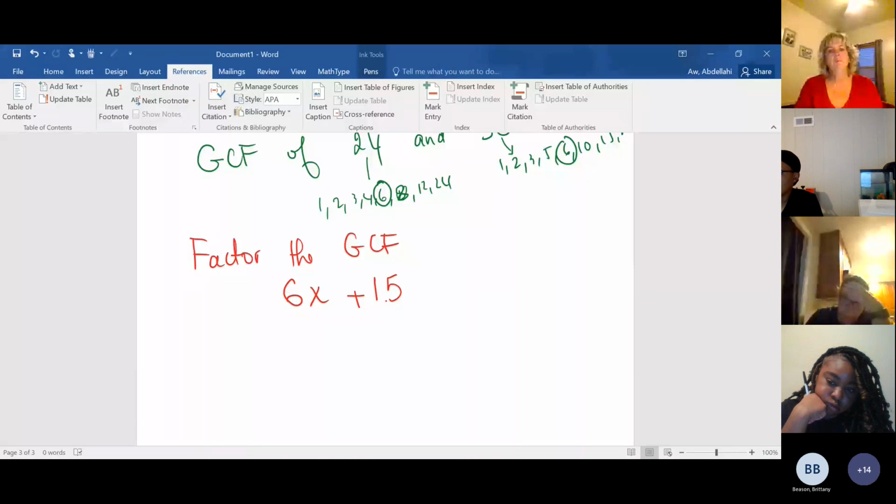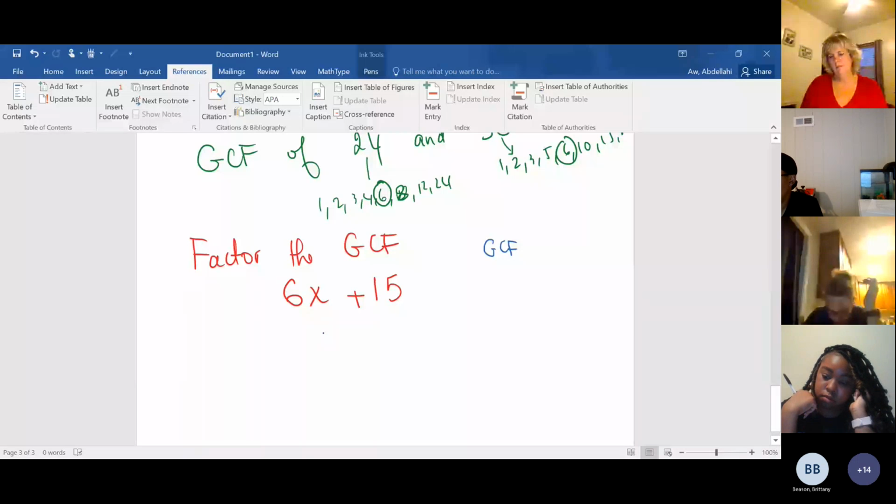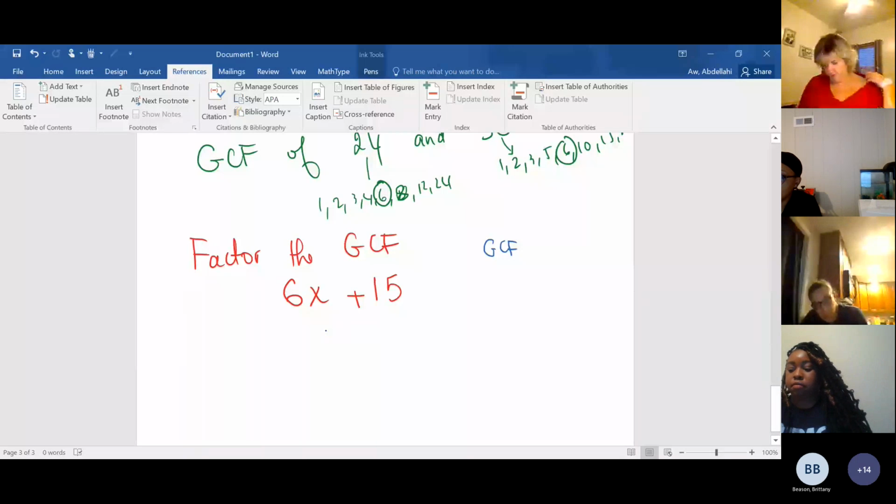What does factoring mean? Factoring means to make the main operation become a multiplication. Now, factoring the GCF, we are told the method, so we're going to find the GCF first. What is the GCF of 6x and 15? Is x a common term? Do you see x everywhere? No, I don't see x everywhere. It means x cannot be in the GCF.